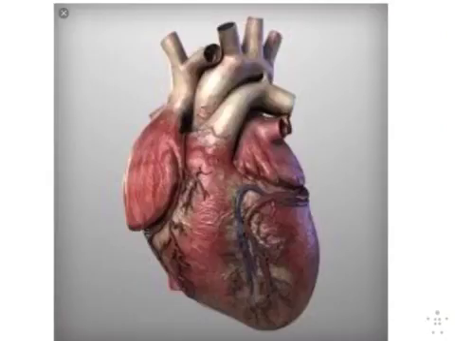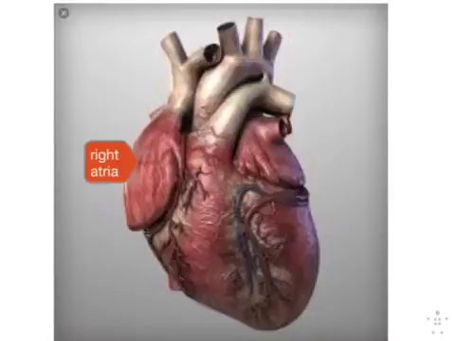Your heart is probably the major organ associated with the circulatory system. It's divided into left and right halves, and those halves are then divided into something called atria and ventricles. The right atria is where blood comes into the heart from the rest of the body. This blood is very low in oxygen because the cells have used it already.